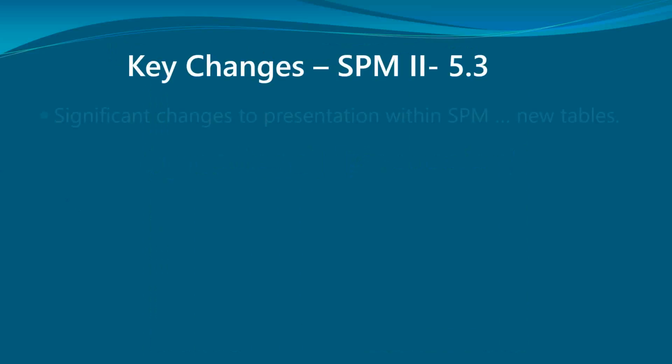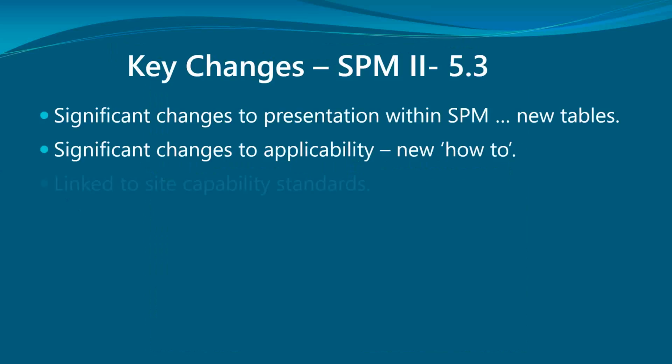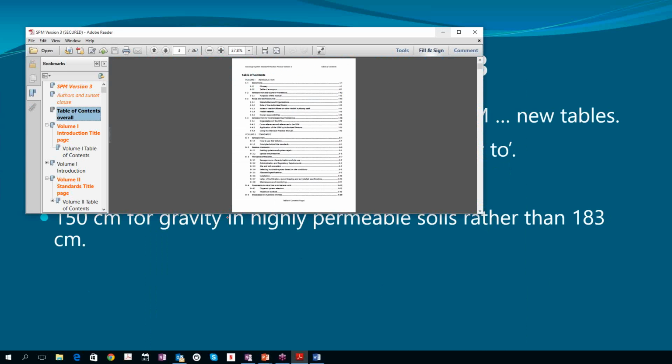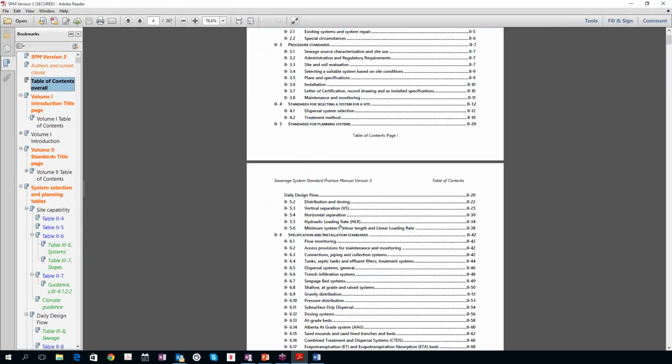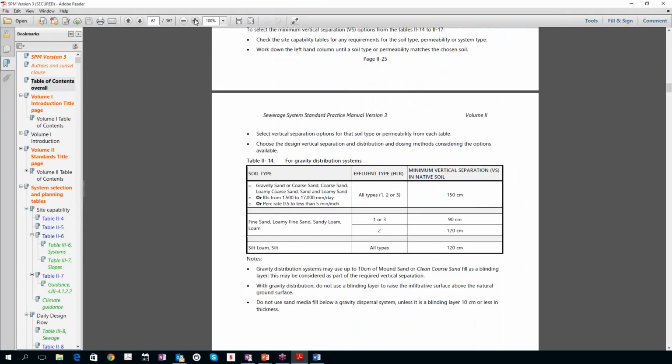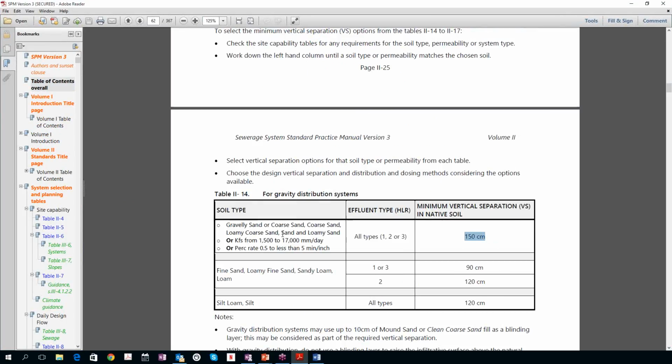So let's look at VS, and then we'll call it a night. There are big changes, new tables. There's huge changes to how to determine VS, and they're linked to the site capability standards. A few key points: for gravity systems, it's now 150 centimeters of VS, used to be 183. So it's 150 centimeters for highly permeable soils, and it used to be 183.